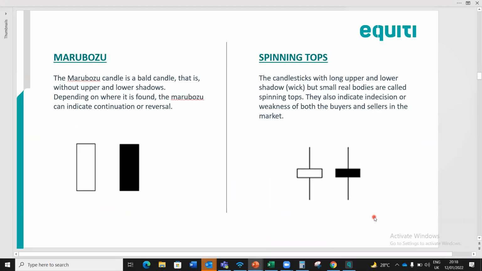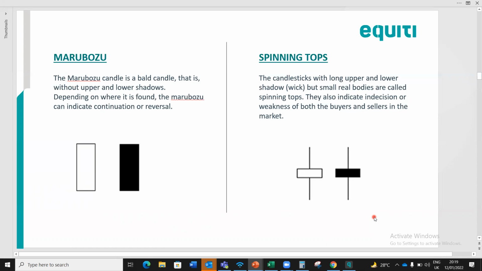The Marubozu. Now, the Marubozu candle is a bald candle. The word Marubozu in Japanese simply means bald. It means somebody does not have hair on his head, or has very little hair on his head. So his hair is termed what? Bald. That's exactly what we mean when we talk about the Marubozu. It's a bald candle without upper or lower shadows. There is no shadow on the real body, and there is no shadow or wick at the lower part of the candle either.